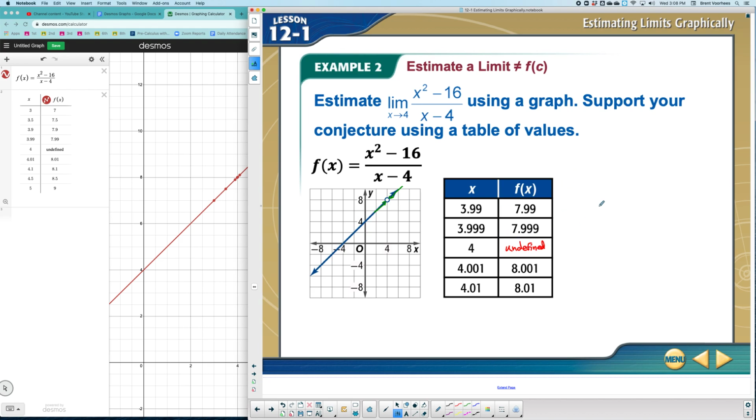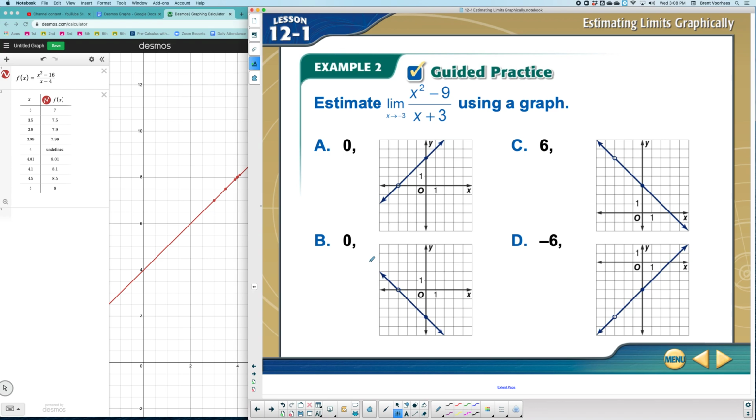So even though this is undefined, we would say that the limit of x squared minus 16 over x minus 4 as x approaches 4 will still equal the value 8, even though the graph itself was undefined. So just because the graph is undefined doesn't mean that the limit will be. So it can exist even if the graph itself does not.